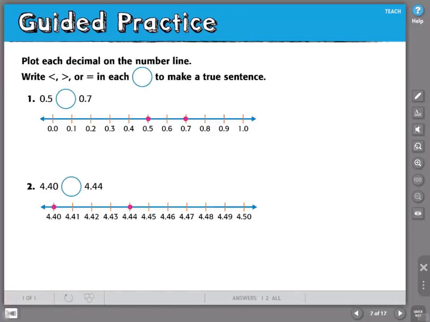Here are just a couple of practice problems I'd like you to try for yourself. Make sure you do two things. Plot each decimal on the number line and write a comparison symbol in each circle to make a statement true. I look forward to seeing what you come up with in class.